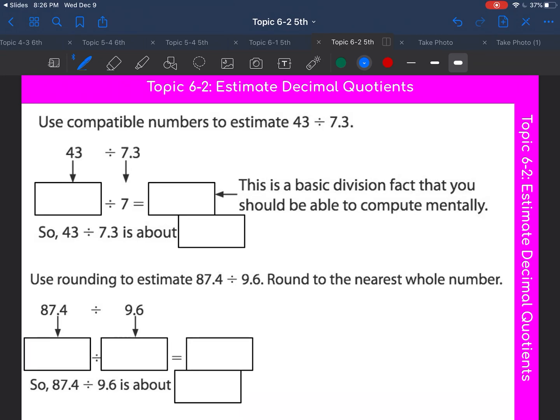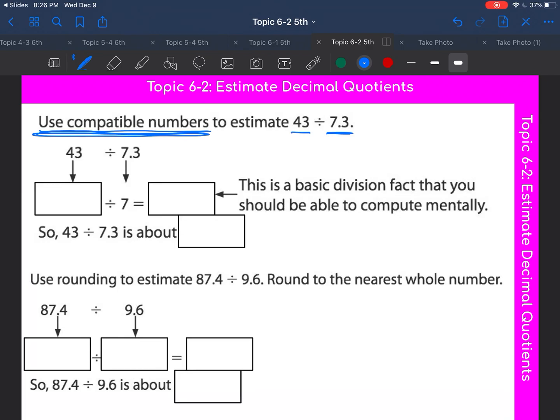All right, so today we're going to be doing division problems. So it's very similar to when we just estimated whole numbers, but now instead we're just estimating decimal quotients, okay? So again, we use compatible numbers that are easy to solve in our head to estimate. And this first example is 43 divided by 7 3/10.